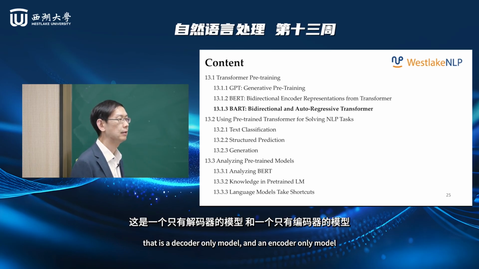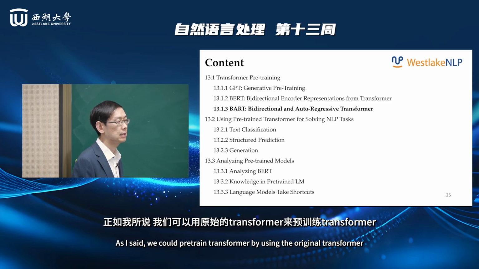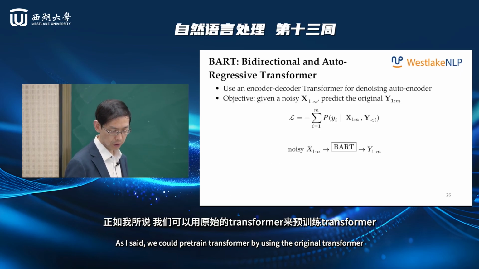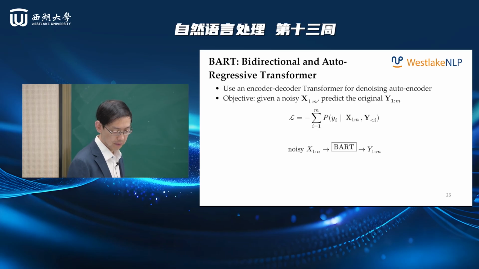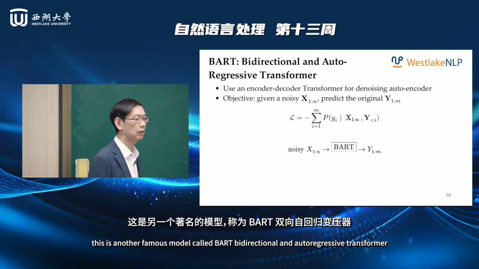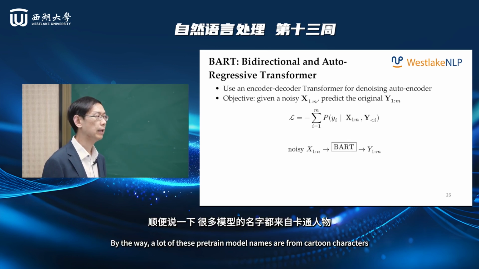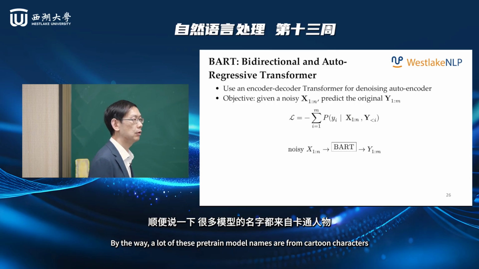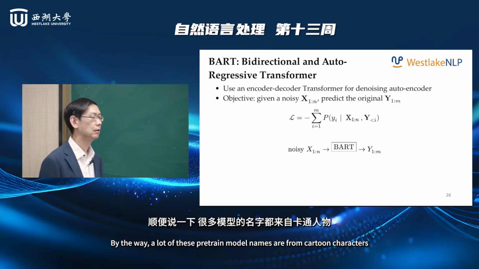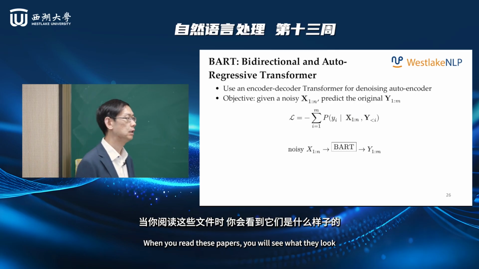So that is a decoder-only model and an encoder-only model. As I said, we could pre-train a transformer by using the original transformer. So this is another famous model called BART. So bidirectional and autoregressive transformer. By the way, a lot of these pre-trained model names are from cartoon characters. When you read these papers, you will see what they look like.